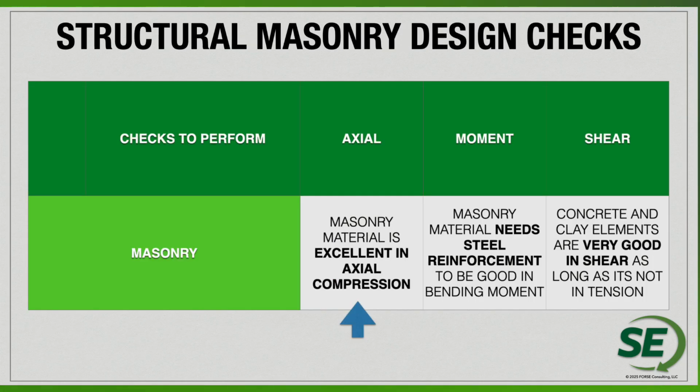So again, masonry is very good in compression. Adding in the reinforcement does give us a lot more capacity for moment, and then concrete and steel are both components that we can utilize for developing shear capacity.